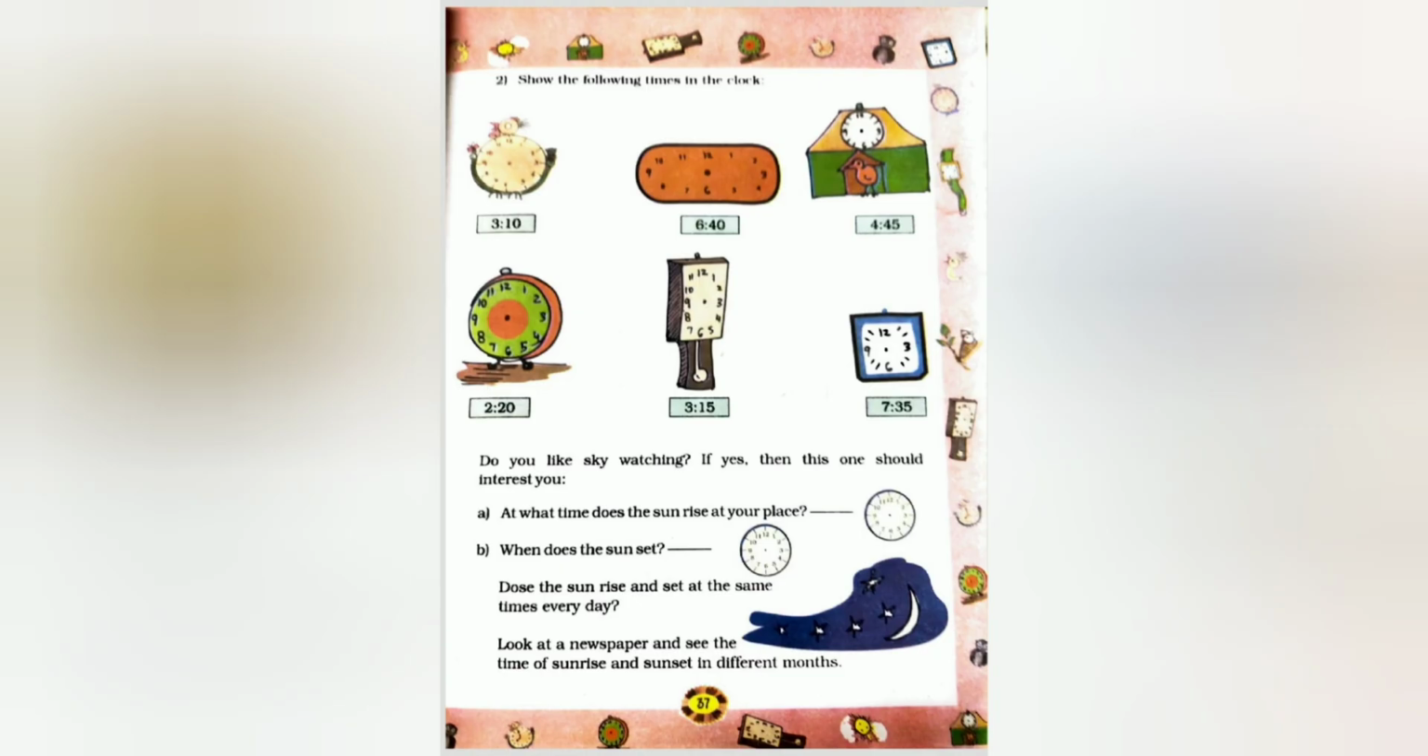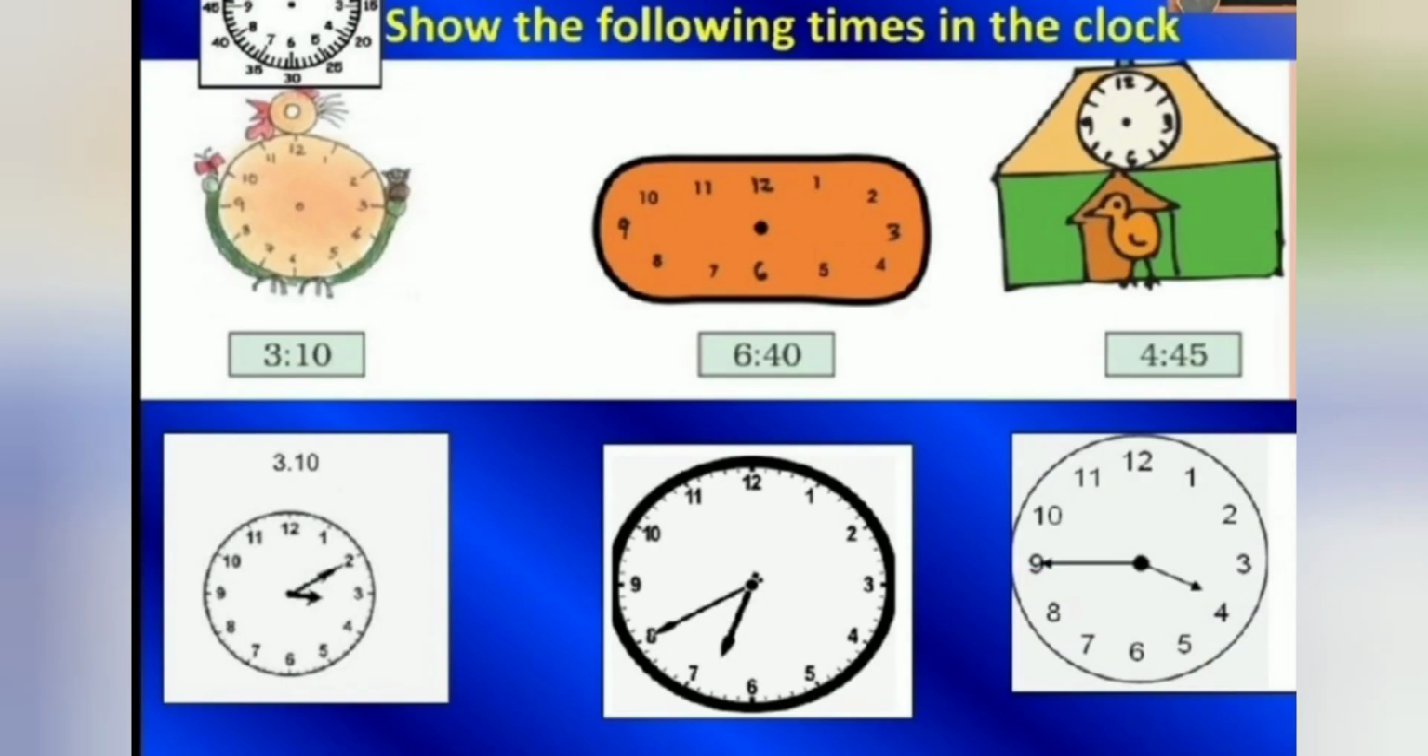Now, question number 2. Show the following times in your clock. Okay. First of all, we have to show 3 hours 10 minutes, 6 hours 40 minutes and 4 hours 45 minutes. Now students, as you know, hours means you have to draw the small hand, and minutes means you have to show or point out the long hand. Okay. 10 minutes means you have to show it on the number 2 as shown in the picture.